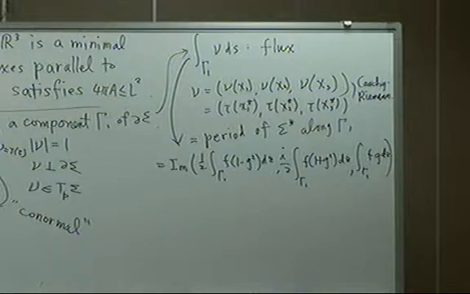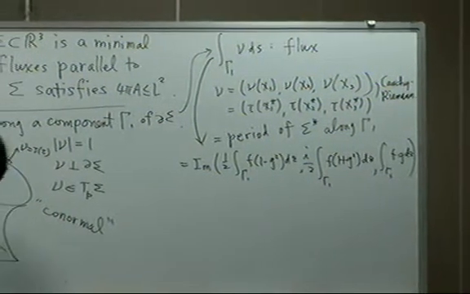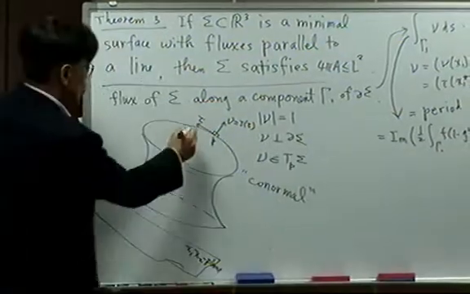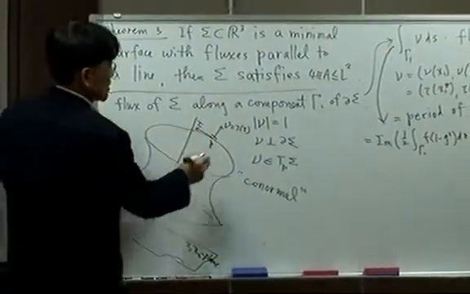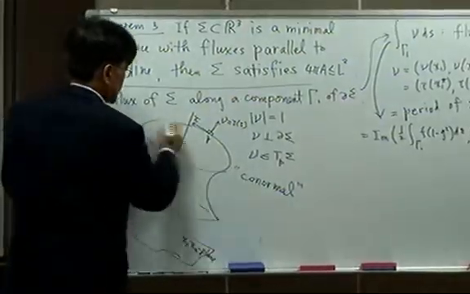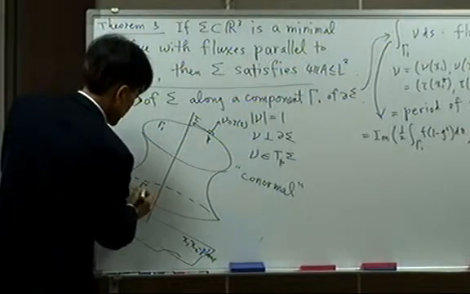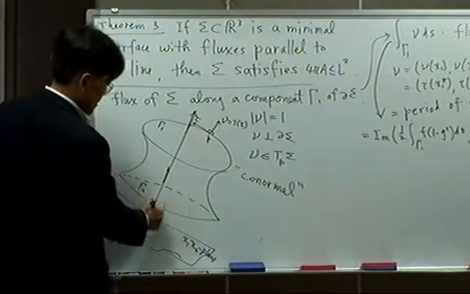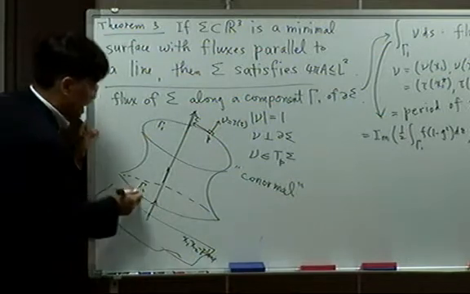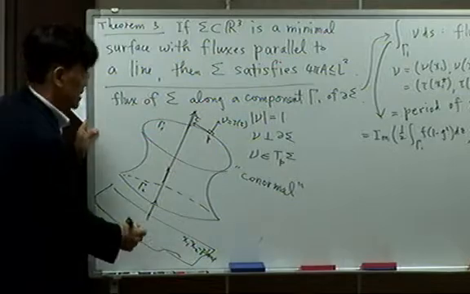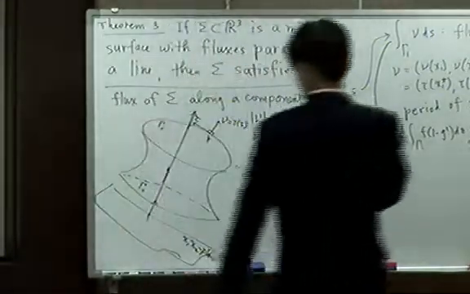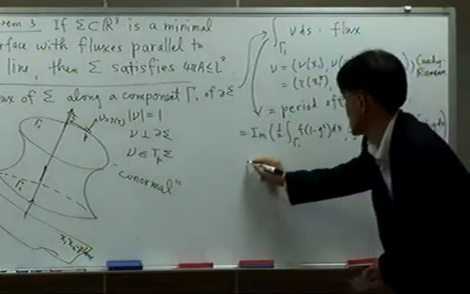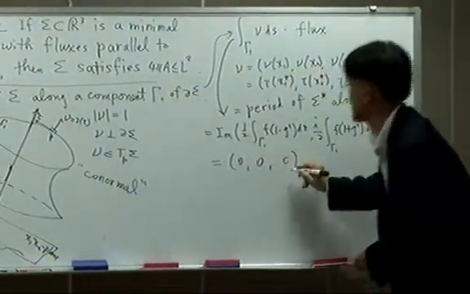Okay, now let's introduce a new coordinate such that x1, this is the x1, x2 plane, which is normal to the flux. We have flux along this boundary component gamma 1 and along this boundary component gamma 2. By this hypothesis, all the fluxes are parallel to one line. Okay? So we take the x1, x2 plane to be orthogonal to this flux line. Okay? Then, by this positioning of the x1, x2 plane, this imaginary part becomes 0, 0, and some constant c. Okay?